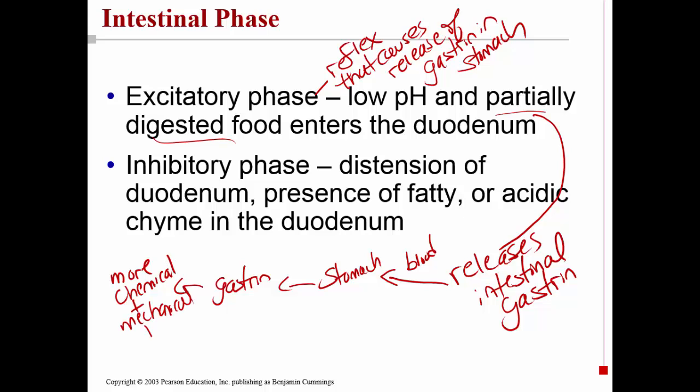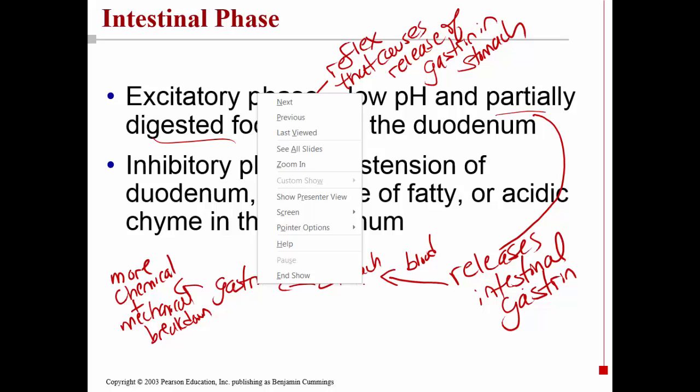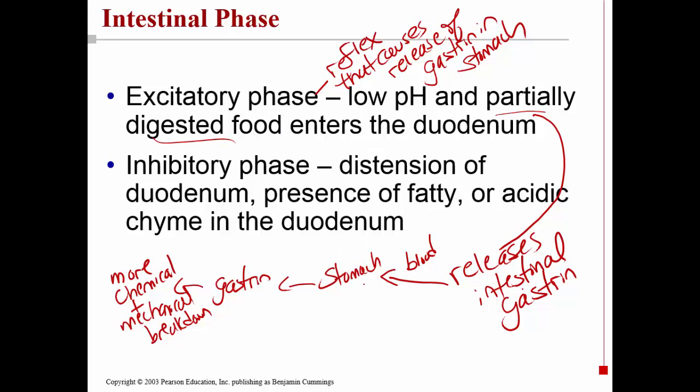So think about it this way again. The intestinal phase is when the small intestine is getting food from the stomach that has not been broken down enough for the small intestine to begin its process. So it releases a hormone called intestinal gastrin that travels to the stomach, that causes the stomach then to release gastrin, which causes more breakdown. So now when the food gets to the small intestine, it's in better shape.